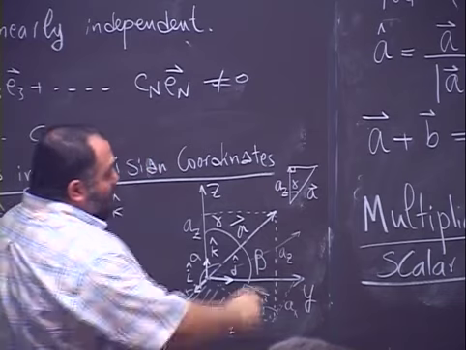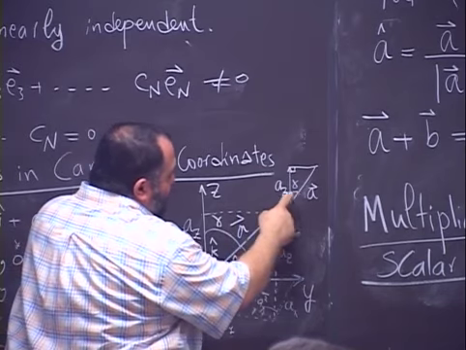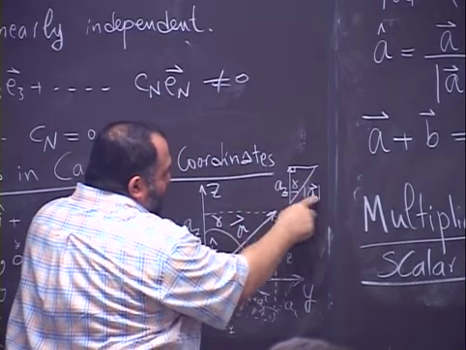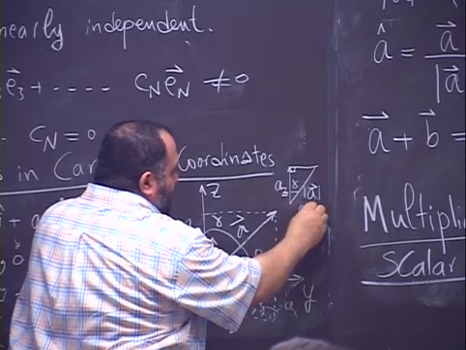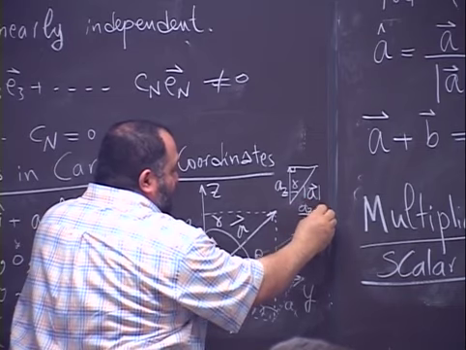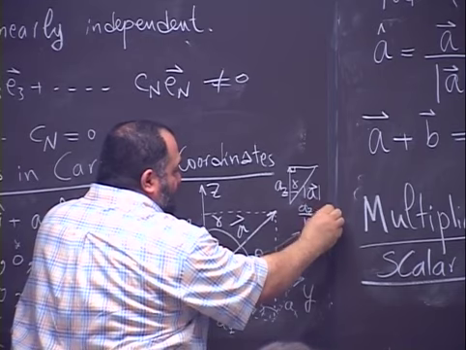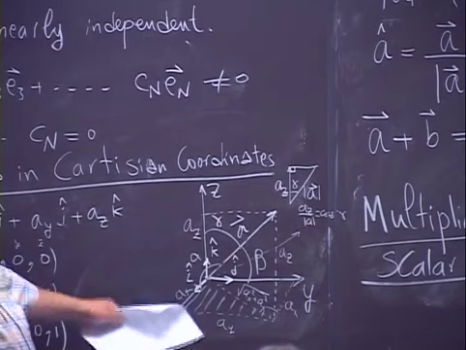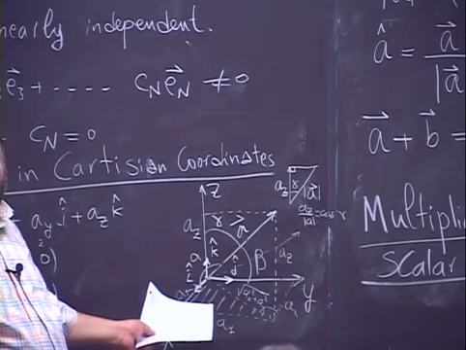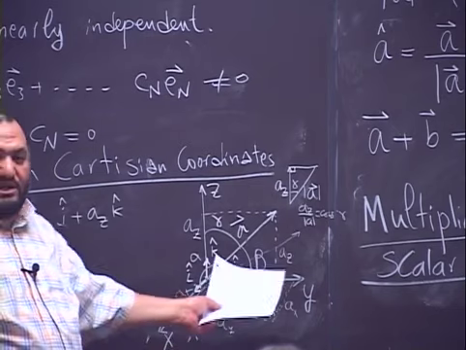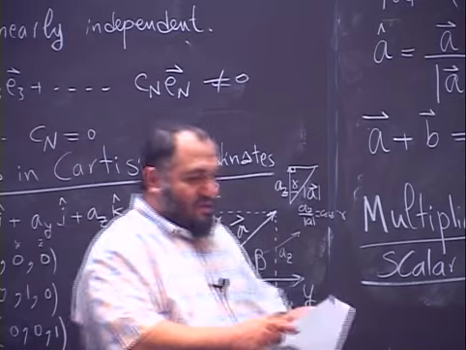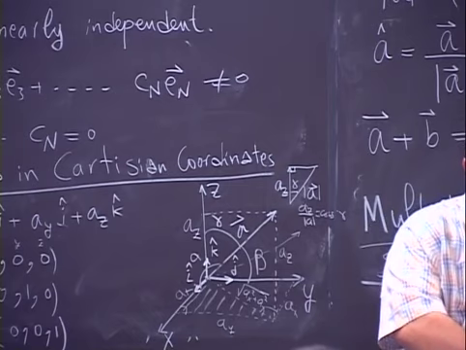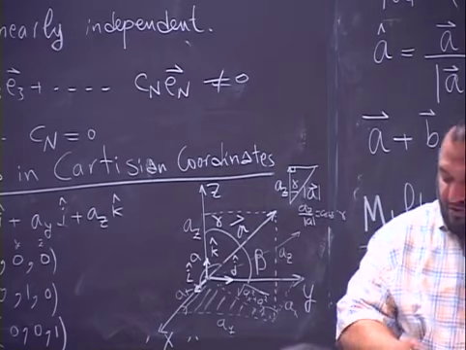Gamma. So if you divide AZ by the amplitude of A, this will give you what? Cosine what? Cosine gamma. Did you understand? Same, cosine alpha is AX over the amplitude of A. Cosine beta is the amplitude AY over the amplitude of A.